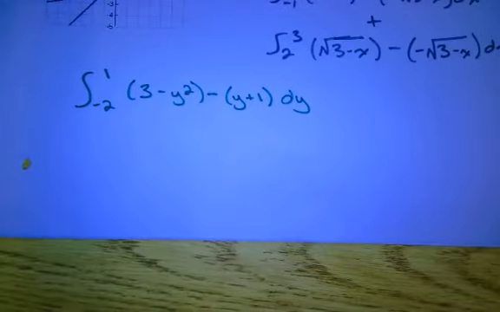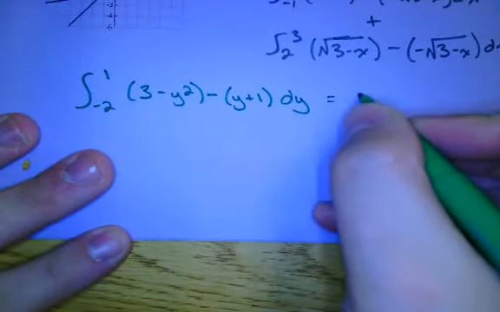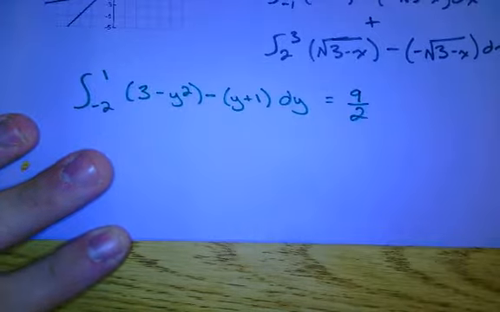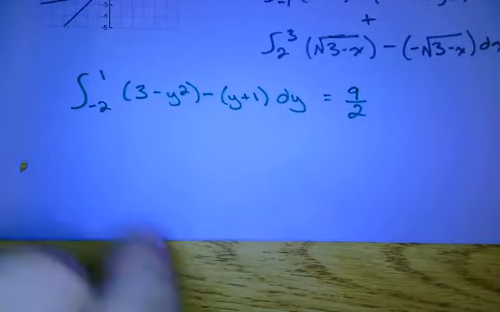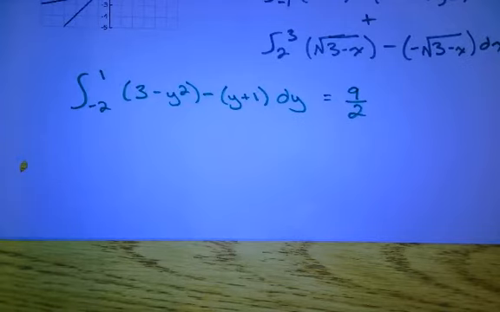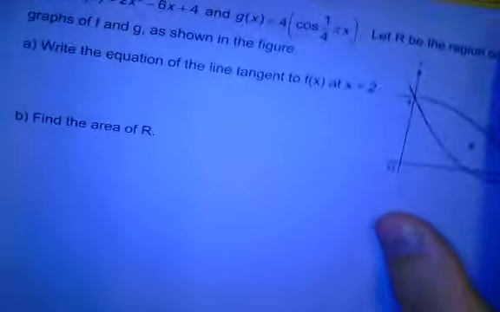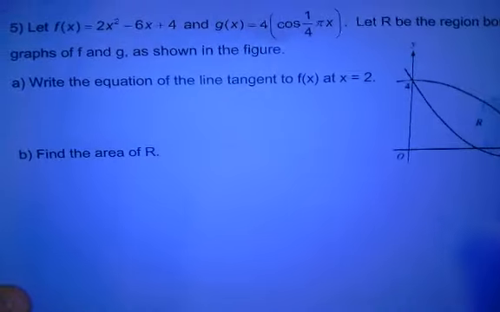I would set it up using green, and it would give me an answer of what, Mason? 16/3. Close. And still, 9.5. Nine halves.